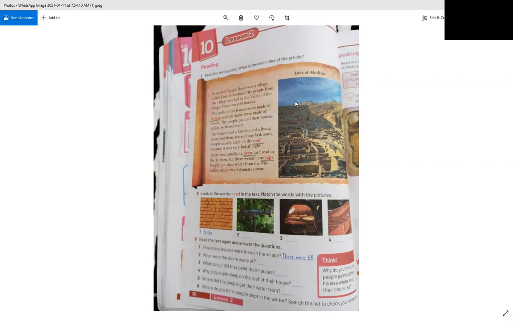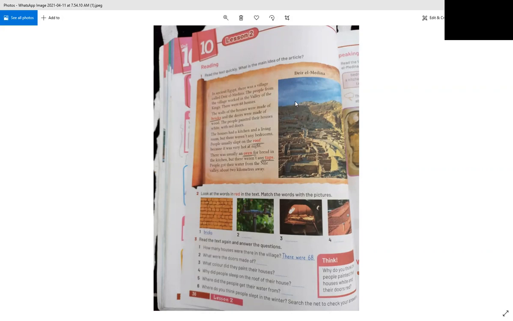In ancient Egypt, there was a village called Deir el-Medina. The people from the village worked in the Valley of the Kings. There were 68 houses. The walls of the houses were made of bricks, and the doors were made of wood. The people painted their houses white with red doors.